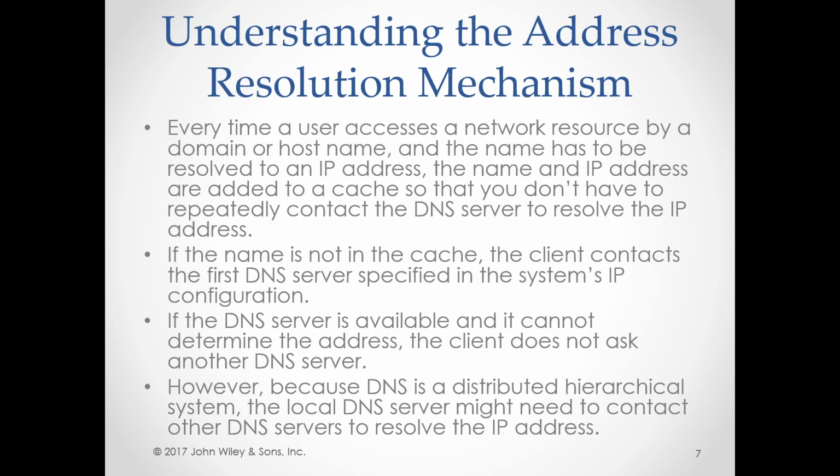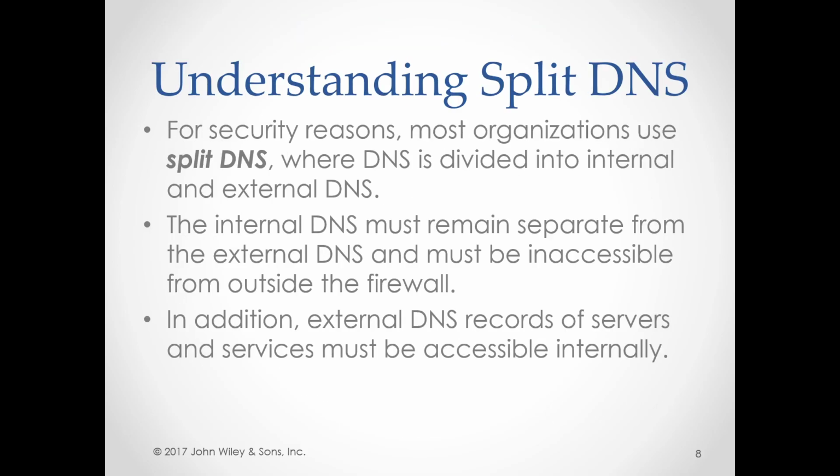However, if the name is not in the cache, the client contacts its first DNS server. If that DNS server is available, but it doesn't know the address, the client doesn't ask another DNS server, it waits. The DNS server, however, attempts to contact other DNS servers to resolve that IP address. It then, in turn, responds back to the client. The client now knows how to get access to the resource, and it adds that information to its own internal cache, as well as that information now being also cached on the DNS server.